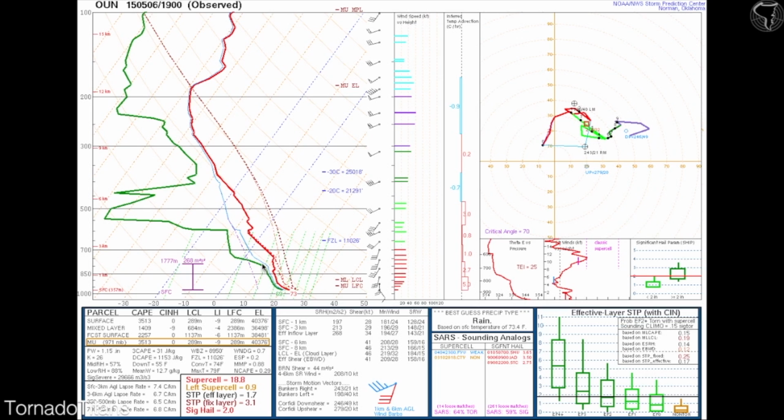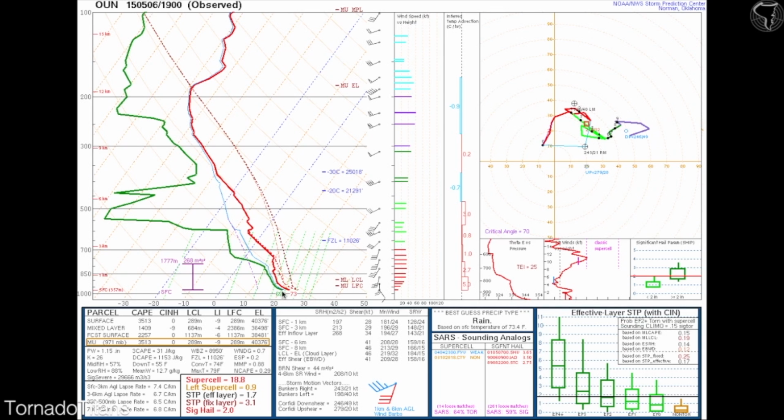You can see it's actually pretty saturated all the way up to what used to be a cap. There used to be a cap here in the morning sounding. There was a little bit of a cap. But also, again, 3,500 surface CAPE for obvious reasons. Your mixed layer CAPE's 1409. There is a little bit of drying, a little bit of cooling. So you take all that into account on what the storm's ingesting.